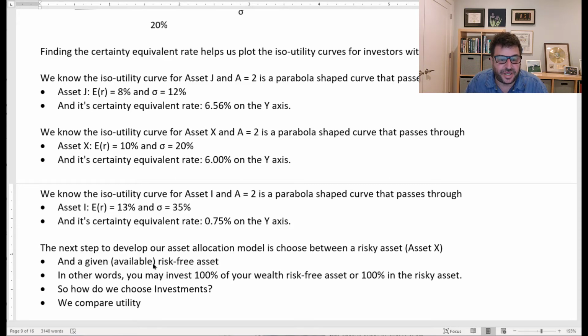It's also useful because the next step to develop our asset allocation model is to choose between a risky asset and a given available risk-free asset. In other words, your asset choice, your portfolio choice, is now 100% of your wealth in the risk-free or 100% of your wealth in the risky asset. So how do we choose these investments?